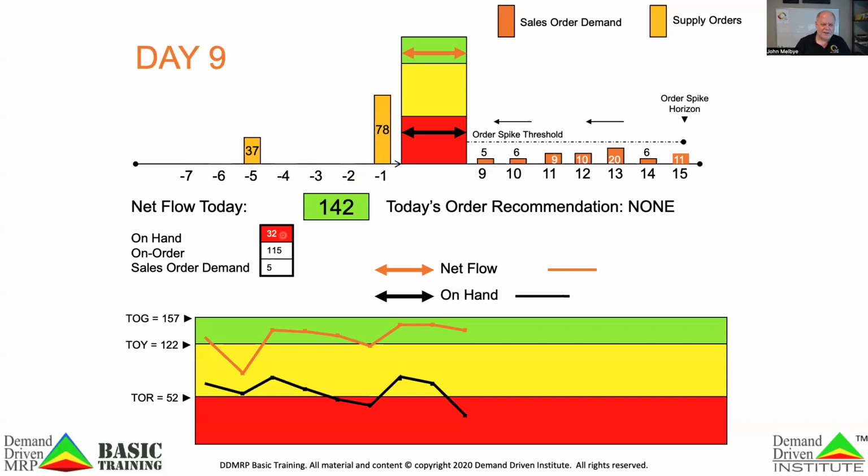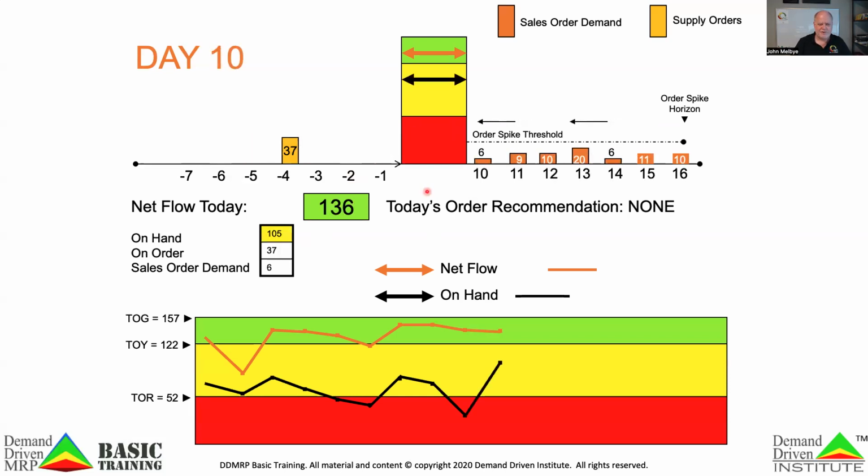So even though our on hand is 32, we can look and see that we have an order coming in that's a fairly large order. If you're like me and your blood pressure is a little up, you're a little nervous about that, you might call and make sure that 78 is coming in. But if it's a supplier that always reacts on time, maybe we just accept that that's coming.